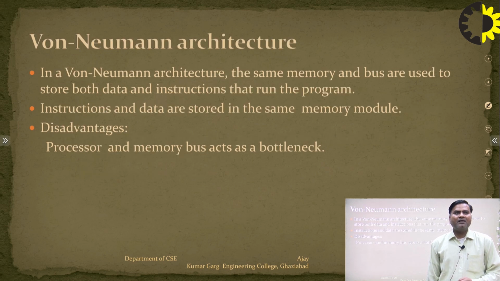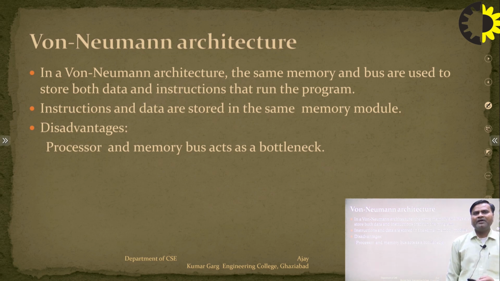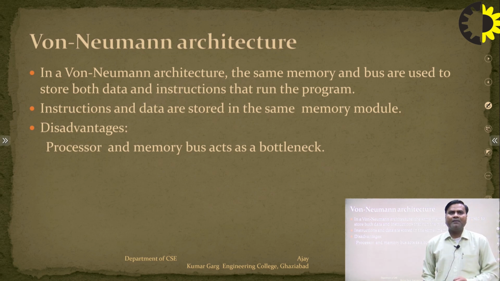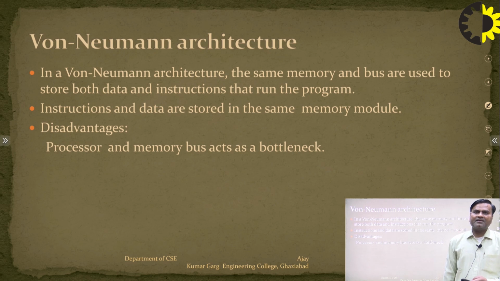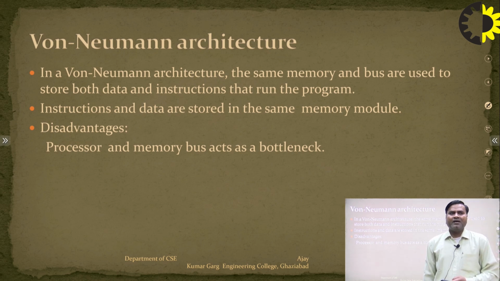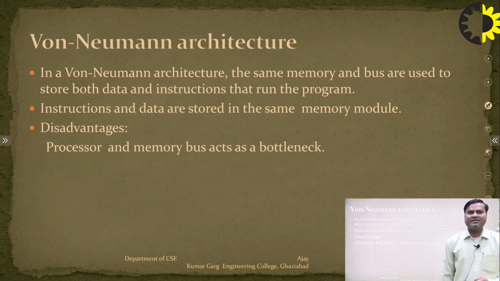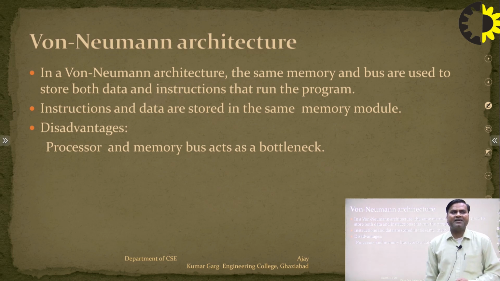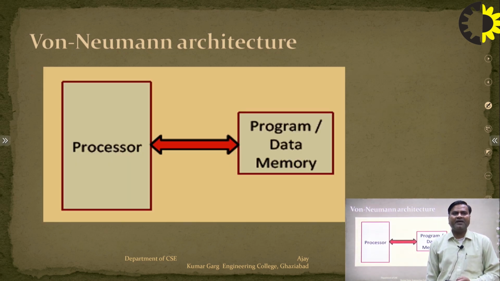In von Neumann architecture, we use only a single memory for both instructions and data that run the program. Instructions and data are stored in the same memory in von Neumann architecture, and the disadvantage is that the processor and memory bus act as a bottleneck. This is the main disadvantage of the von Neumann architecture. This is the von Neumann architecture.